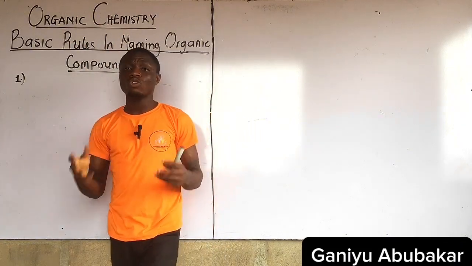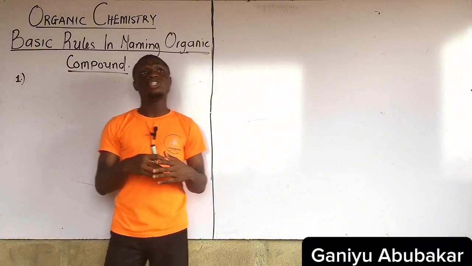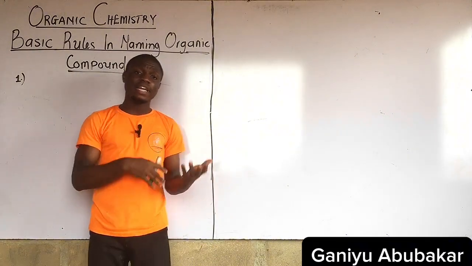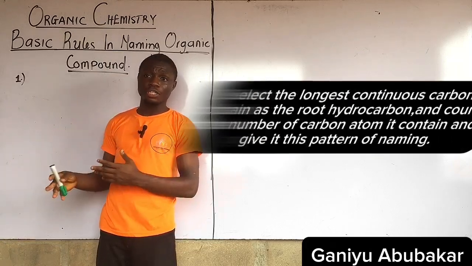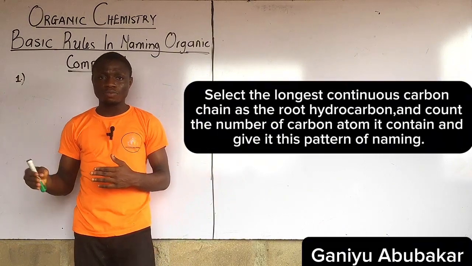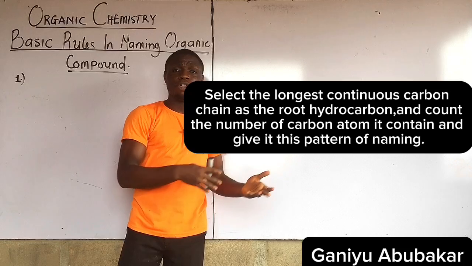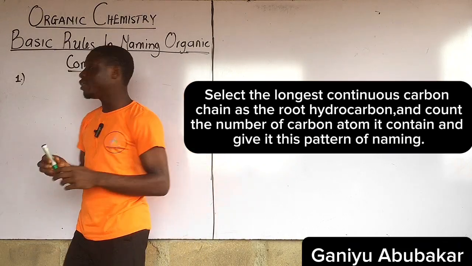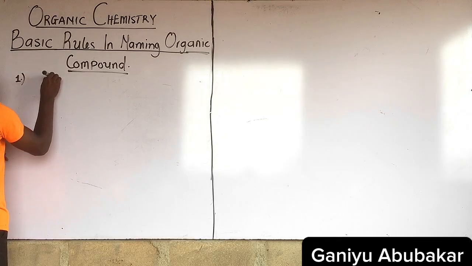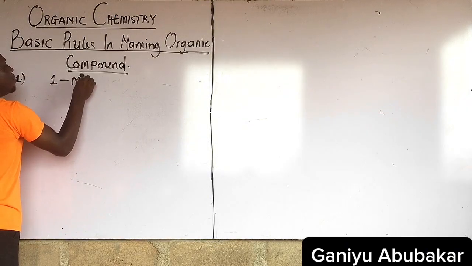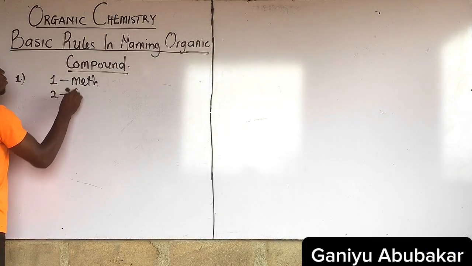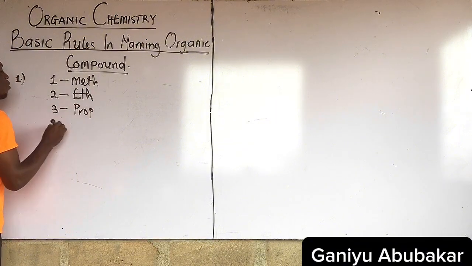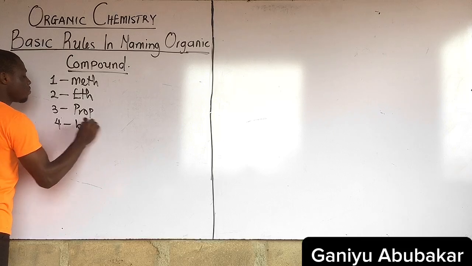So for this class, let's start with rule 1 of naming organic compounds. Rule 1 says select the longest continuous carbon chain as the root hydrocarbon, and count the number of carbon atoms in the organic compound and give it this pattern of naming. If it contains 1 carbon atom, call it meth. 2 carbon atoms, call it eth. 3, call it prop. 4, call it but.